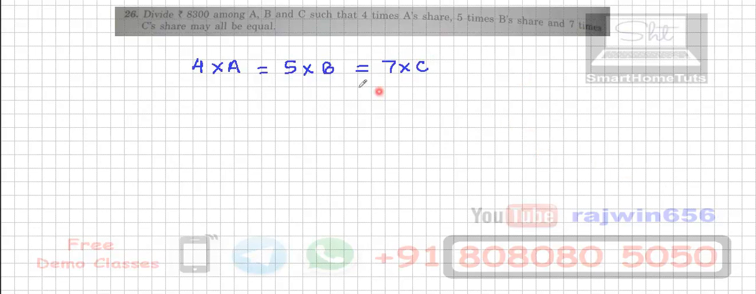So the first thing that I'm going to do is take these both parts. I'm writing over here on the other side 5B is equal to 7C. So I can write B is equal to, I'll bring this 5 down here in the denominator, 7 divided by 5C. This is what I got as B.